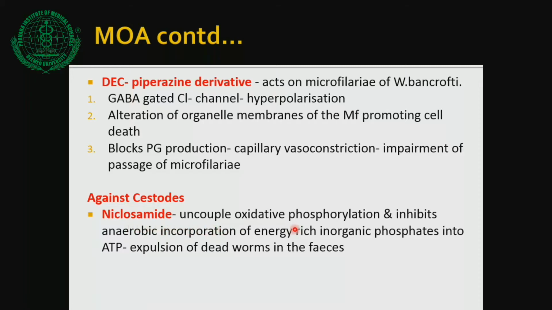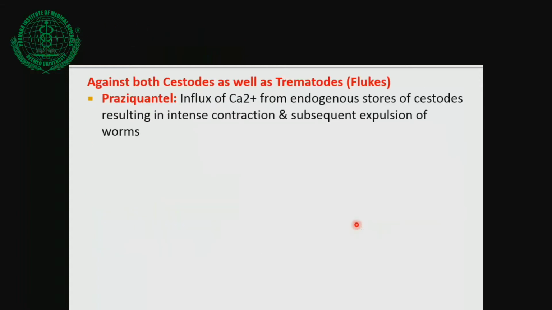It uncouples oxidative phosphorylation. So in short, it will inhibit the oxidative phosphorylation. As you know, oxidative phosphorylation is one of the last steps in the synthesis of ATP. So if this is inhibited, obviously ATP synthesis will be interfered. See, it inhibits the anaerobic incorporation of energy rich inorganic phosphates into the ATP, because of which energy metabolism of worms is interfered, and there is expulsion of dead worms in the feces. So this is the action of Niclosamide, uncouples oxidative phosphorylation and interferes with ATP.